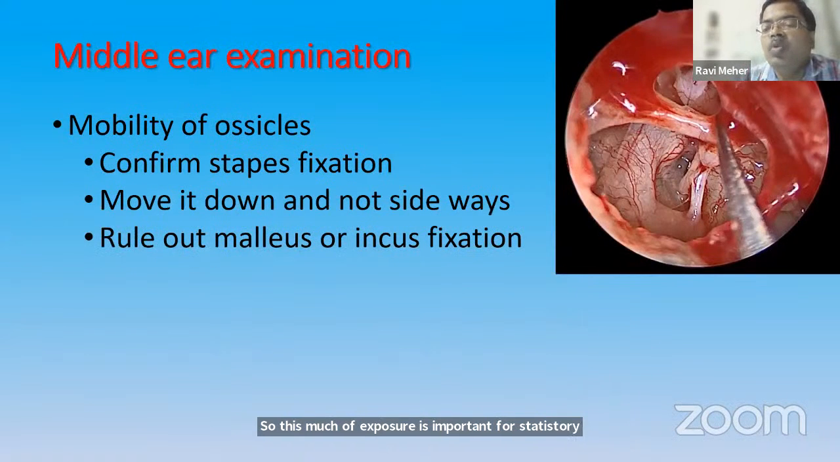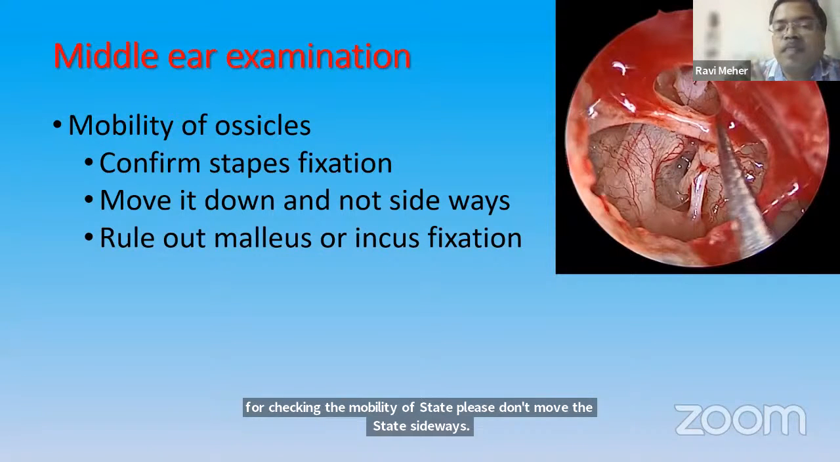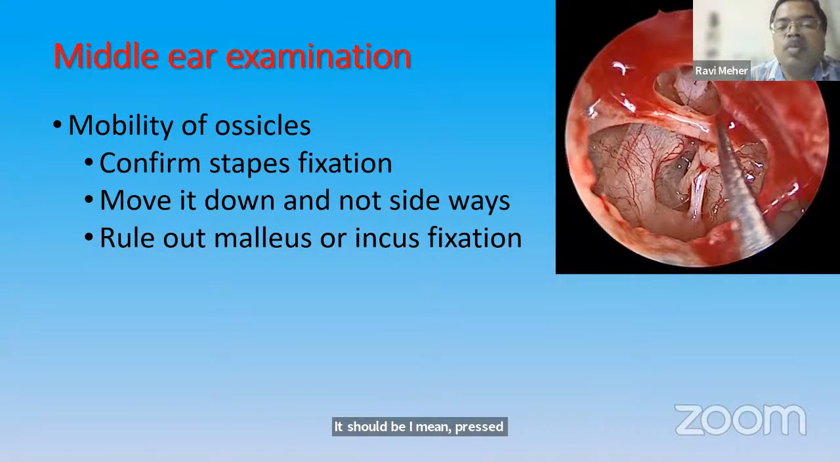Middle ear examination. Now you check for the mobility of the ossicles. You should check the mobility of the malleus and the incus before checking the mobility of the stapes. So you move the malleus and see the mobility of the incus. And once you see that the malleus and the incus are mobile, then you check the mobility of the stapes. For checking the mobility of the stapes, don't move the stapes sideways. It should be pressed vertically, right? And then gently check for the mobility, and you will find that the stapes is not moving and it is fixed.